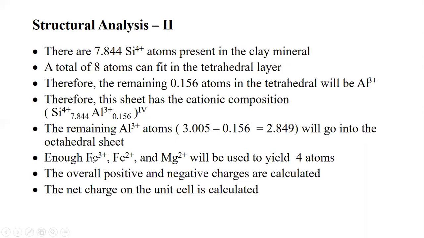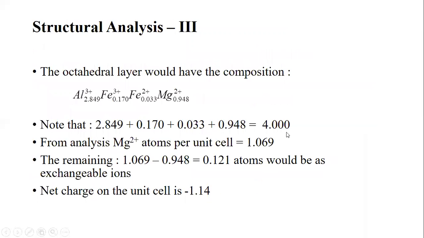Then enough ferrous and magnesium will be used to yield the 4 atoms. Remember, we had 4 positions in the octahedral sheet. So we have that many of them aluminum. The rest has to come from the others, either ferrous, magnesium, or fractions of those. We will see according to what we found from the chemical analysis of the structure. The overall positive and negative charges are calculated. The net charge on the unit cell is calculated. We'll continue to finish it up.